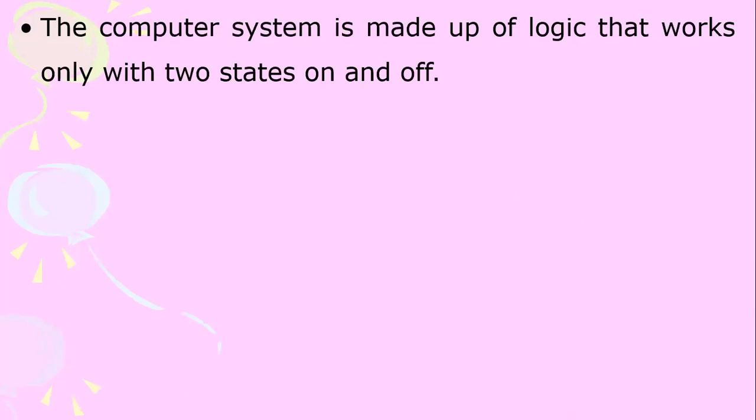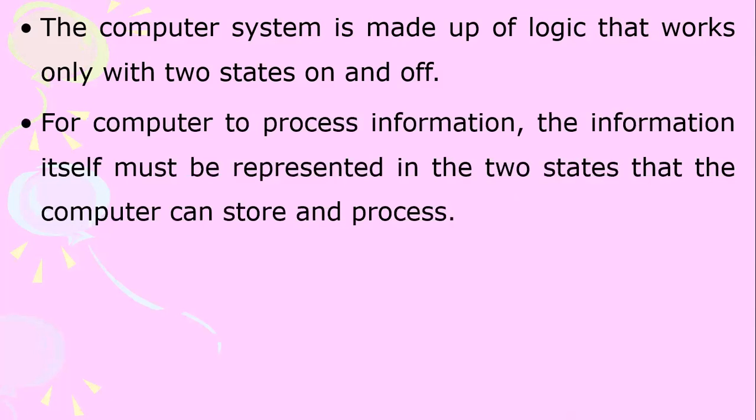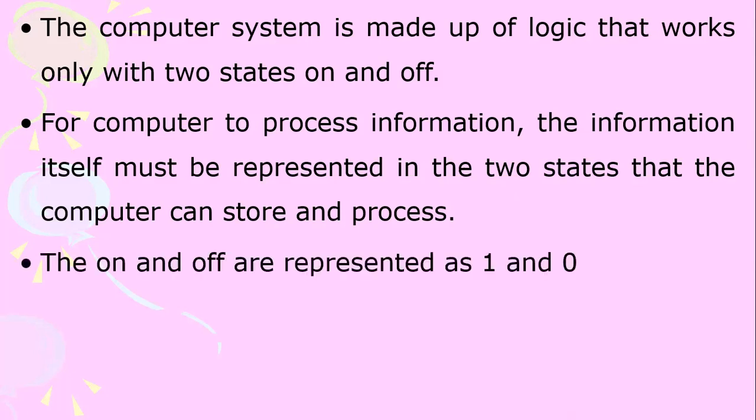The computer system is made up of logic that works only with the 2 states, on and off. For computer to process information, the information itself must be represented in the 2 states that the computer can store and process. The on and off are represented as 1 and 0.